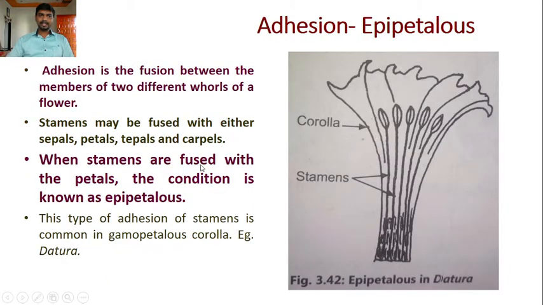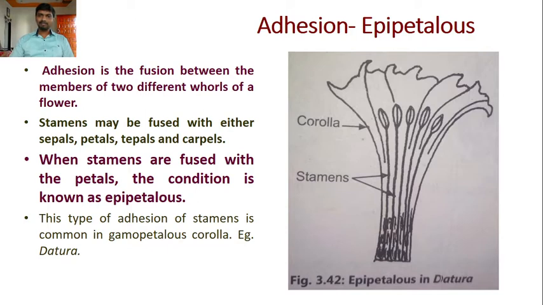Next to this is adhesion. Adhesion is the fusion between the members of two different whorls of a flower. The whorls of the flower that we know are calyx, corolla, androecium and gynoecium. The individual members are sepals, petals, tepals, stamens and carpels. Here we are going to study the fusion or union between the members of two different whorls of a flower. Stamens may be fused with either sepals, petals, tepals or carpels.